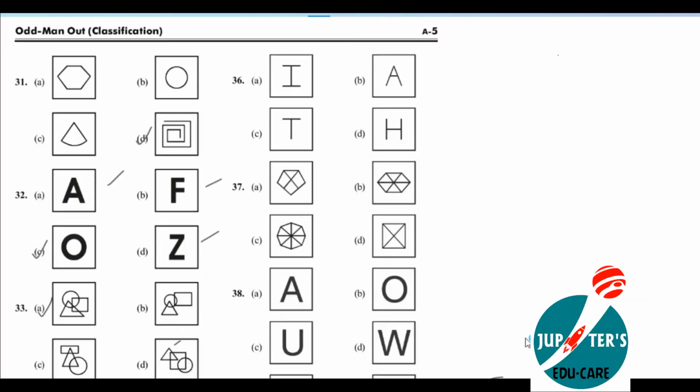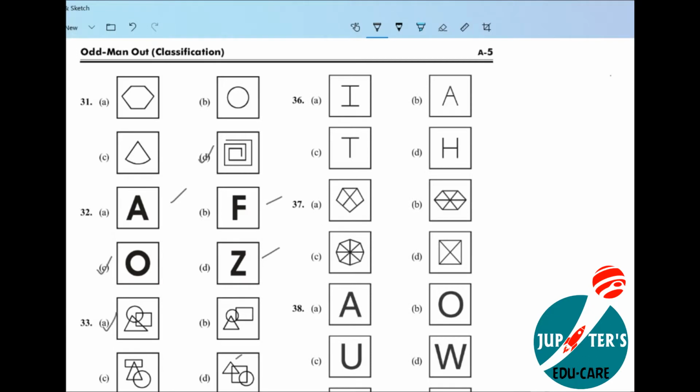Next, question number 36. In this question we have four options, right? So from these four options we have to choose the different one. In option A we have I, option B A, option C T, option D H. So students, observe carefully. This letter I is written using three line segments, 1, 2, 3. In option B also, A is written with three line segments, 1, 2, 3. So it is 3, it is 3. In option C, T is written with only two line segments. In option D, H is also written in three line segments. See, 1, 2, 3. So here C is our answer.